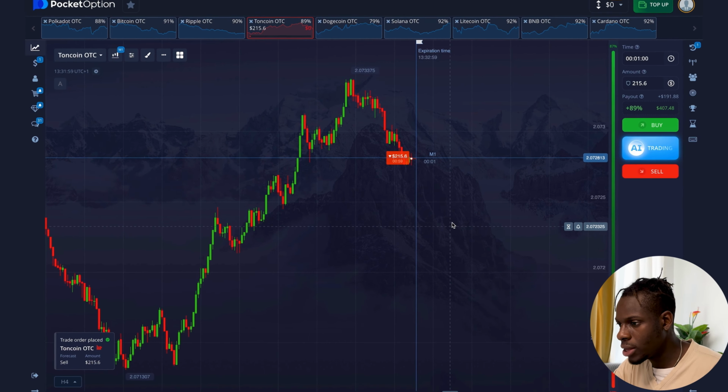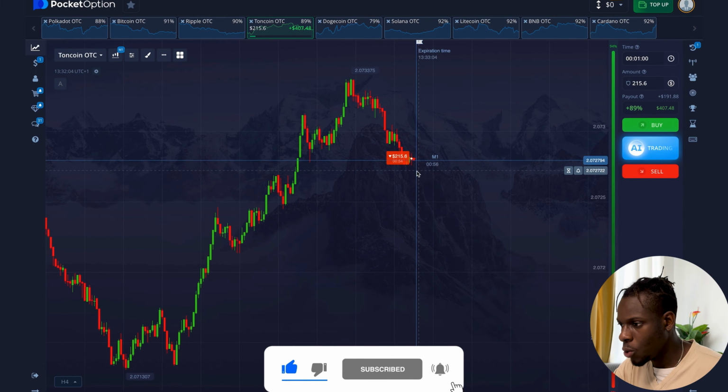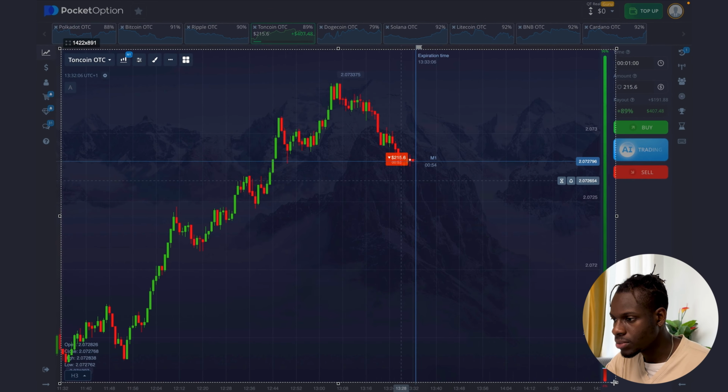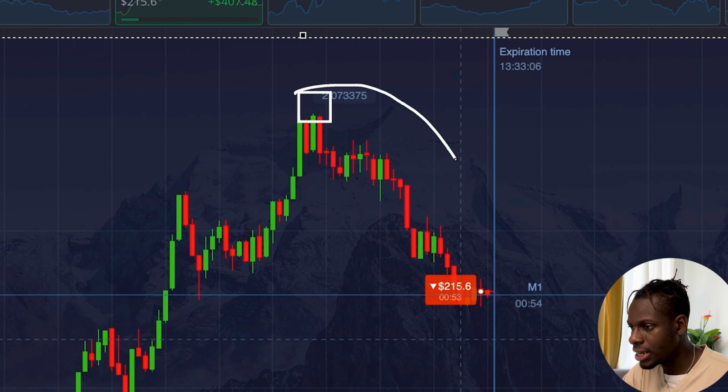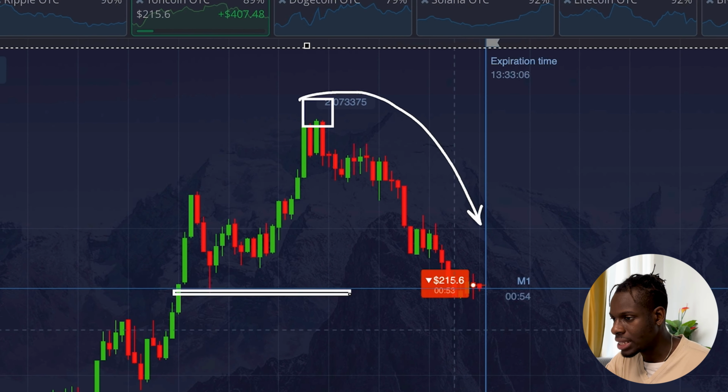Okay, guys, so for this one, I took a sell. Okay, and let's just go over why we took a sell for this one. First of all, we can notice the global structural maximum that has been created. And after that, we can see a gradual reversal in dynamics.